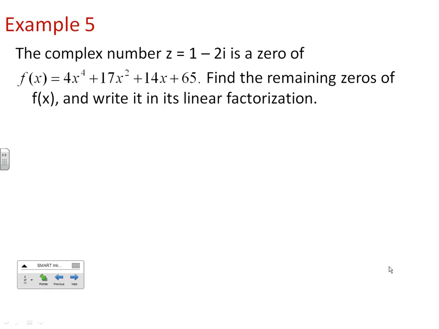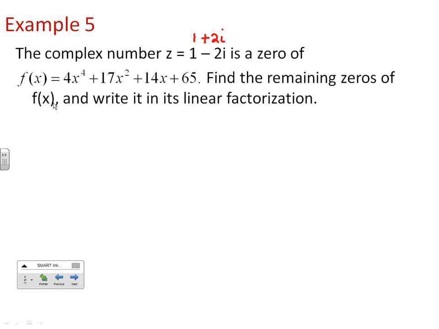All right, example 5. This is example 5 in the book. Let's do this. If I have the complex number z equals 1 minus 2i, and it's a 0 of this polynomial, it wants me to find the remaining zeros of f of x and write it in its linear factorization. I know that I also have the 0, 1 plus 2i, because those are complex conjugates, which we talked about in an earlier video.